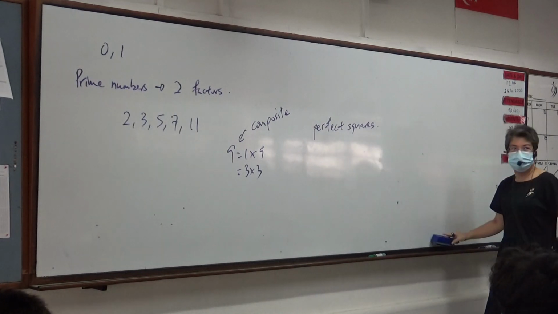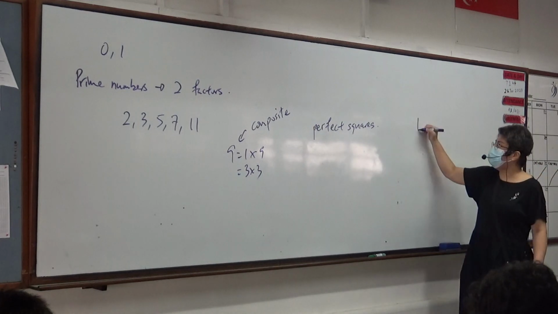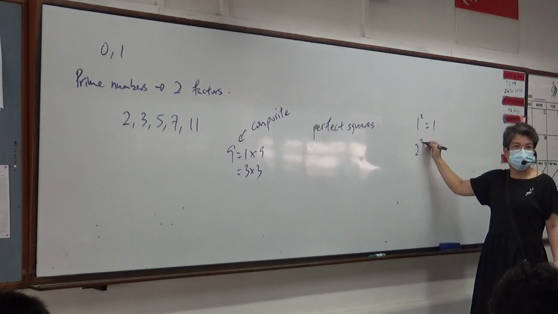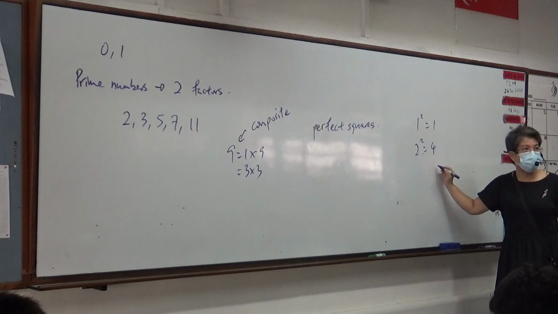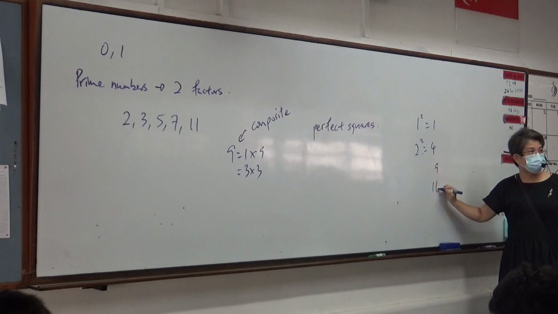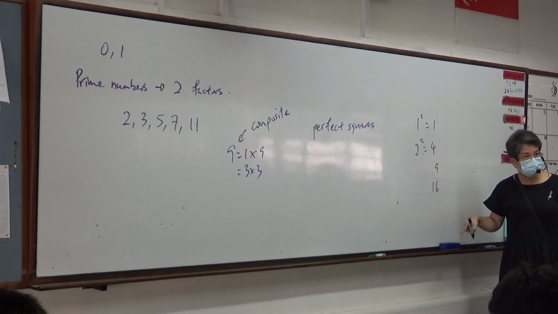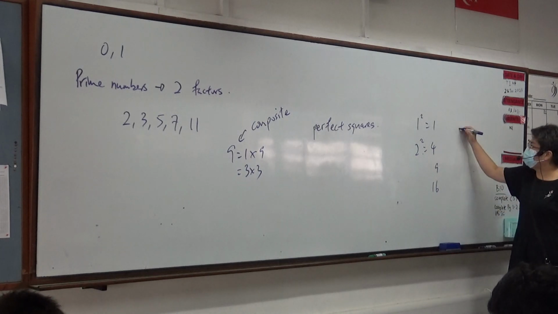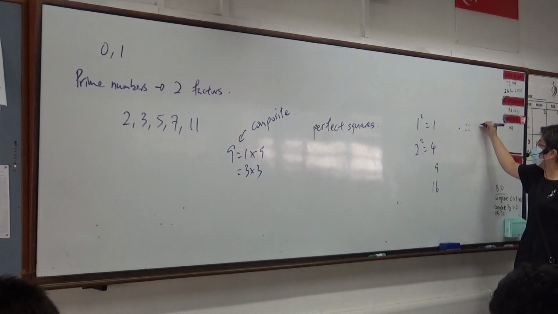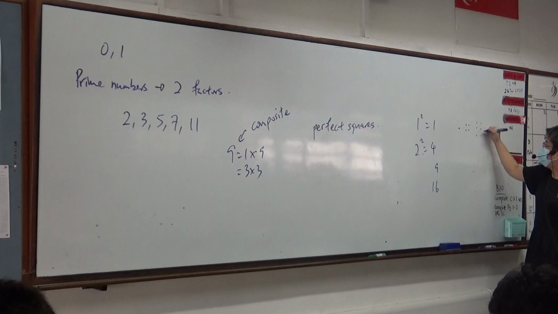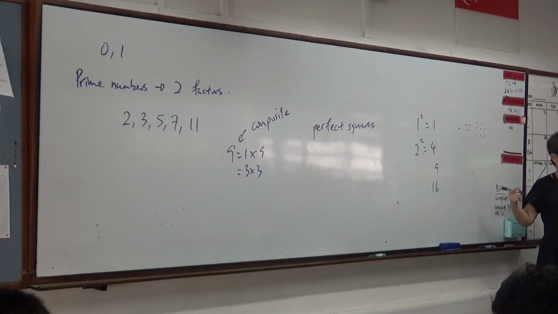Numbers where, when I take the square root, it is a whole number, right? For example, 1 squared is 1, 2 squared is 4. What's the next square number? 9, 16, and so on. These are called square numbers. When I draw, I can actually form a square. It's actually a number pattern.